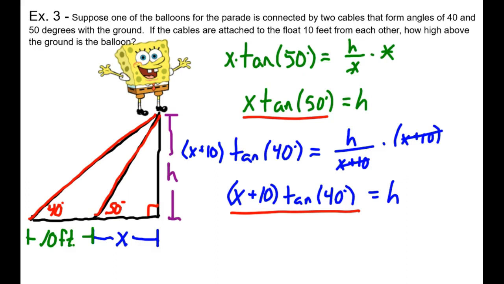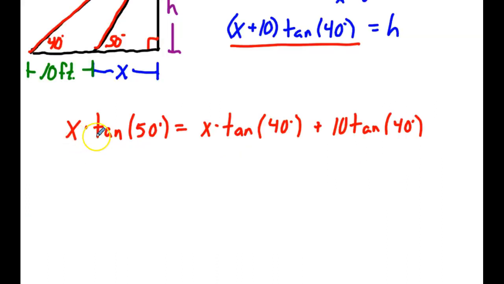and substitute this expression in for h in our other equation. So now instead of having two unknown values, we're only going to have one unknown value, x. So we get x times the tangent of 50 degrees equal to, how I got this part on the right, I just distributed the tangent of 40 degrees. So I have x times the tangent of 40 degrees and then 10 times the tangent of 40 degrees.